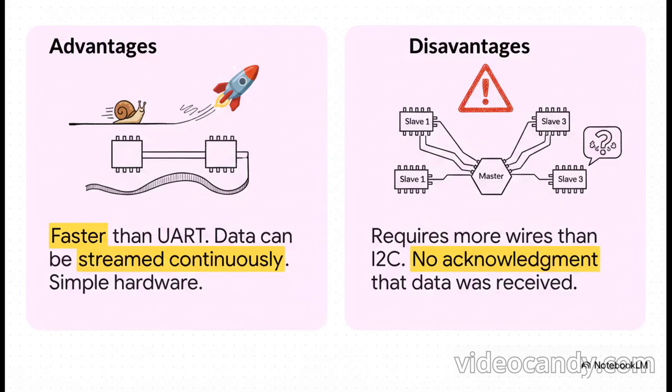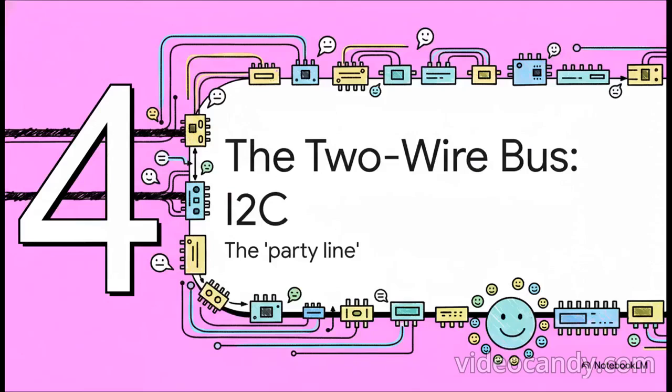SPI's biggest advantage is definitely speed. It's way faster than UART, and you can just stream data continuously without breaking it into little packets. But the trade-off is in the wiring and the protocol itself. Every new follower needs its own select line, so the number of wires can add up fast. And maybe more importantly, SPI is kind of like shouting into the void. There's no built-in confirmation or acknowledgement that the follower actually received the data correctly. You just have to hope it got there.